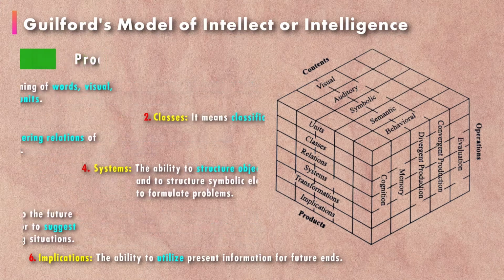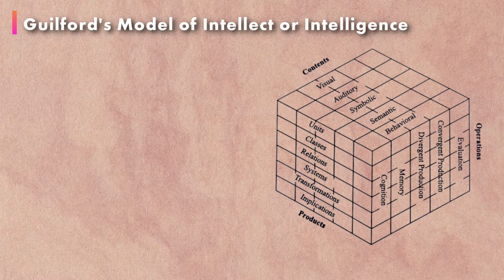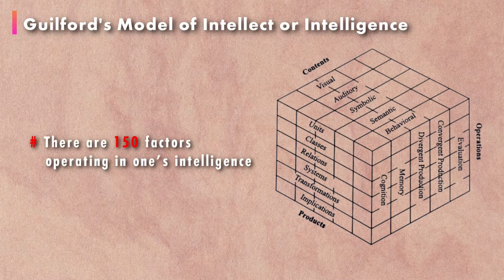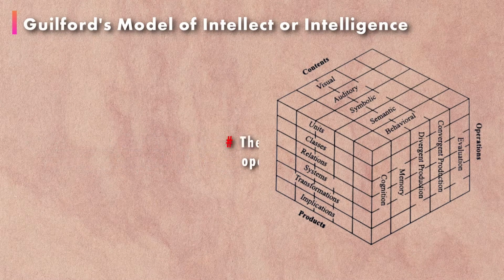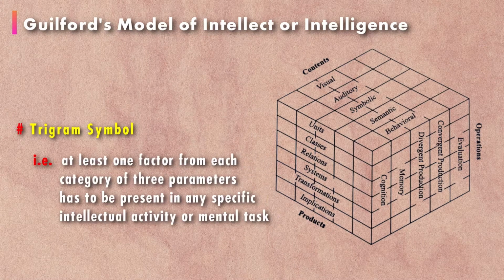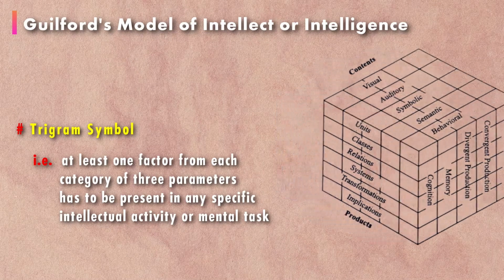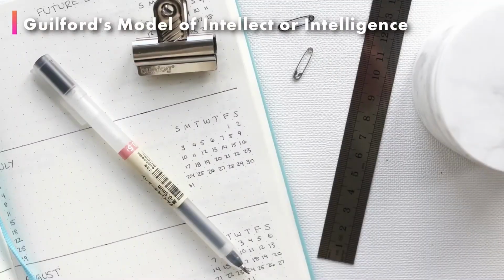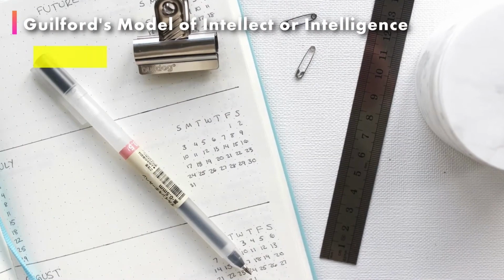In this way, according to Guilford's model of intellect, there are 150 factors operating in one's intelligence. Each one of these factors is a trigram symbol. That is, at least one factor from each category of the 3 parameters has to be present in a specific intellectual activity or mental task. Let's illustrate these basic facts with an example.